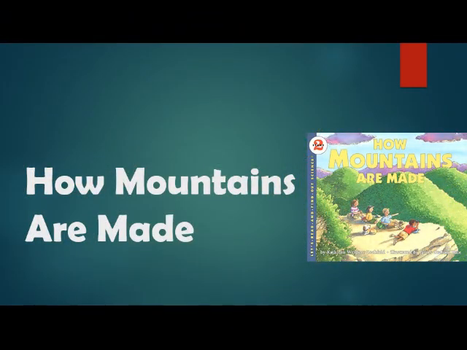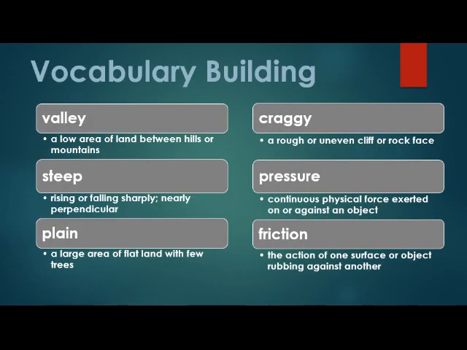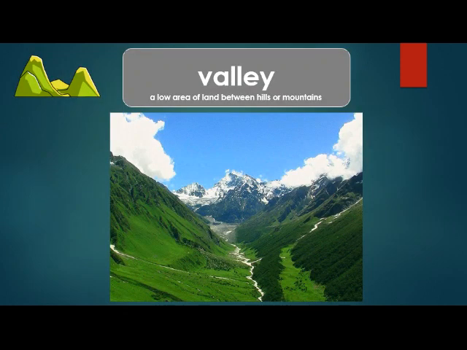Before I begin reading, let's look at some of the vocabulary words that might be a little tricky or you might not be sure about. How Mountains Are Made. Here are 6 vocabulary words that we're going to review before I read. The first word is valley. Next, we have steep, plain, craggy, pressure, and last we have friction. Here are some pictures that will help us understand each word and its definition a bit better.